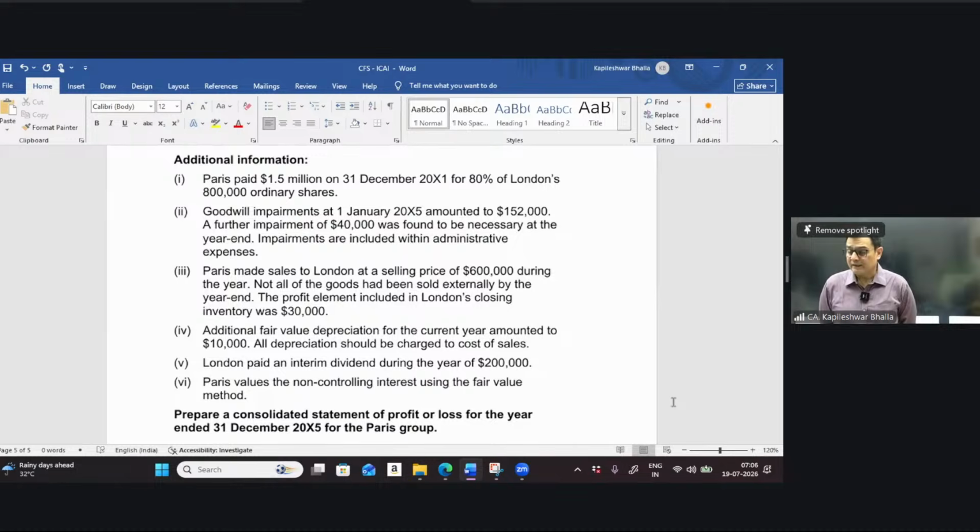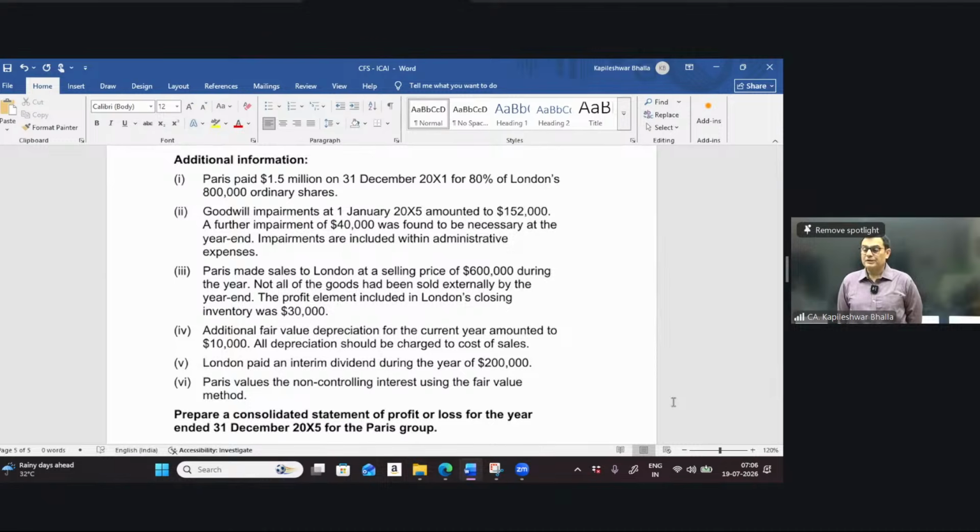Accordingly we'll deal with that. So maybe later he tells you about the NCI, though you can see in point number 6 in advance that the Paris company is calculating NCI at a fair value, which indicates the goodwill is full. Then he says Paris made sales to London. That means it is downstream in nature at a selling price of 6 lakhs during the year.